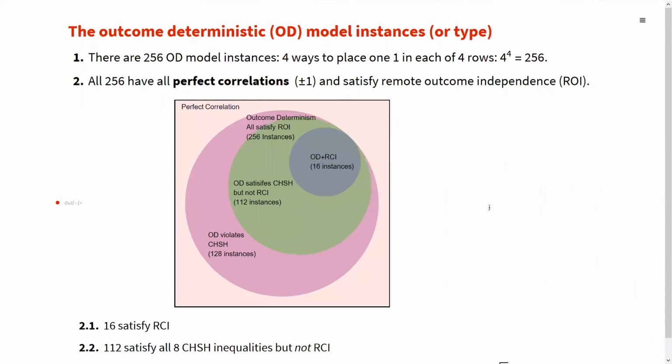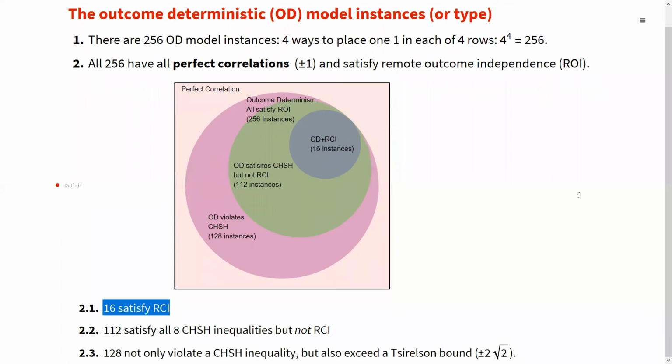Okay. Now, outcome determinism, this is something I discovered using Mathematica. I could never have done this without asking it to just do a brute force search. But it turns out that the outcome deterministic model instances fall into several different classes. The most important class are these 16, which satisfy remote context independence. There are others which satisfy CHSH, but not RCI, and 128 of them not only violate CHSH, but even the Tsirelson bounds. But the important thing are these 16 that satisfy RCI.